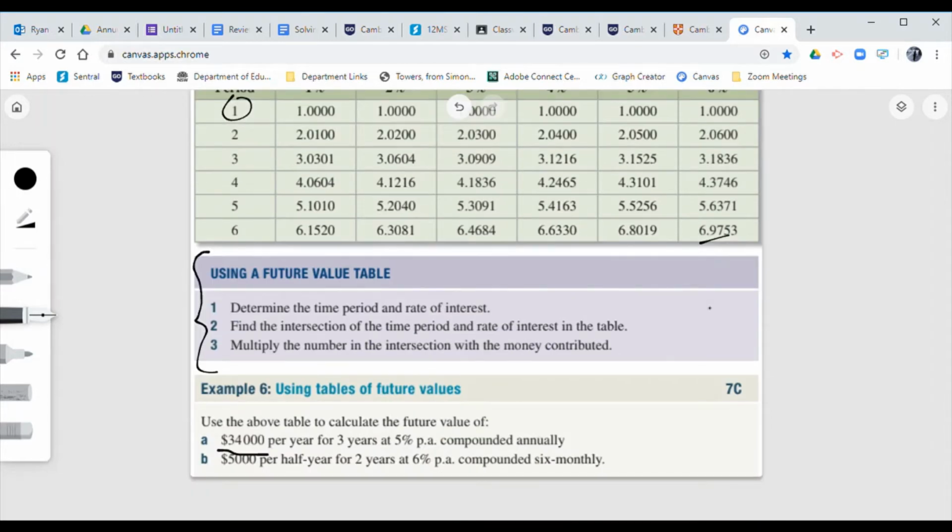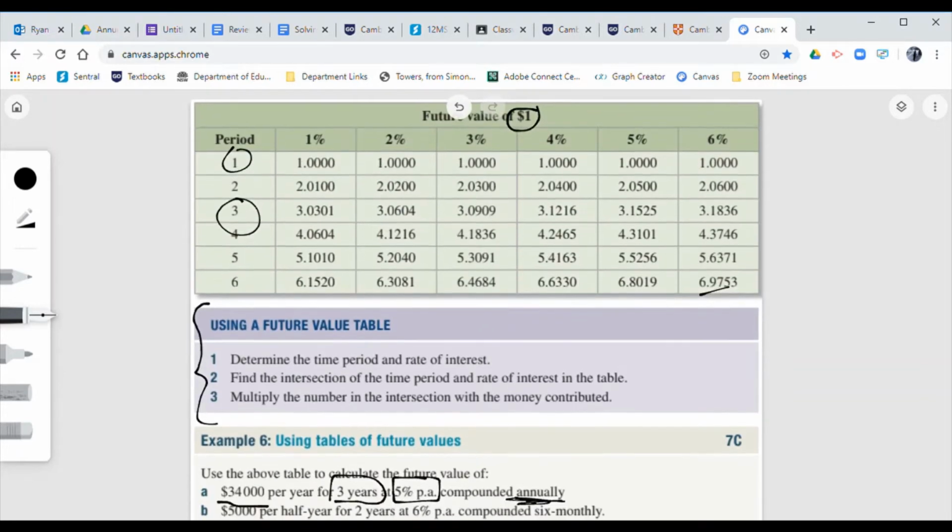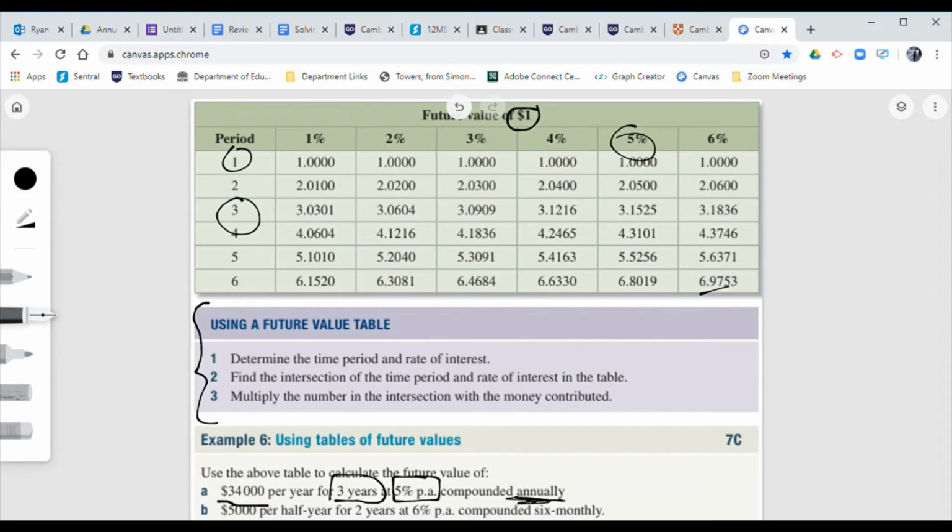But to get started, in A, we are investing for 3 years, so our number of periods is 3 because it's compounded annually. The next thing we have to look at is the interest rate of 5%, so that means we are using 5%. And now we have to find the intersection point. So we read across and down to find 3.1525, and we use that.